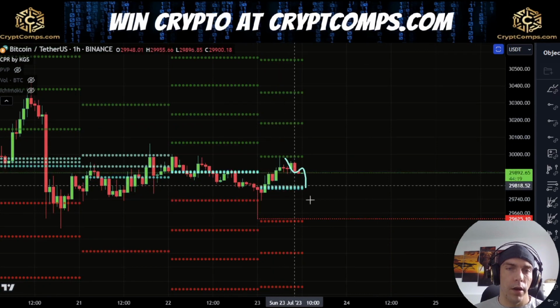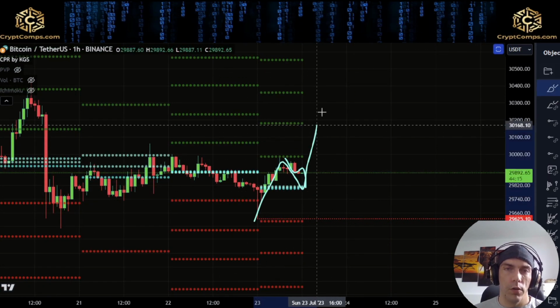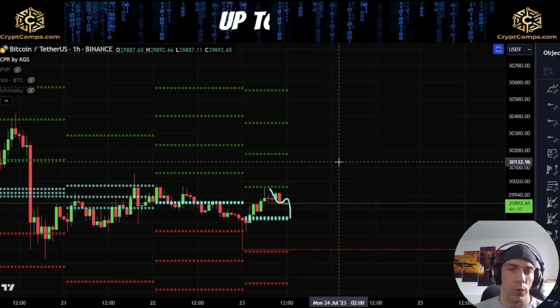So this would align with that idea of seeing that push to the upside here, where we look for something like this as 1, 2, 3, 4, and 5. That would align with those targets for today to the upside.